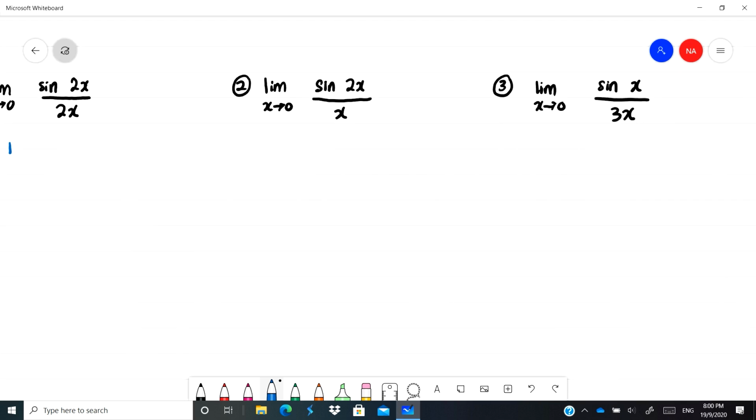Let's move to number 2, where the problem is that they have 2 inside here, but they don't have 2 in the denominator.